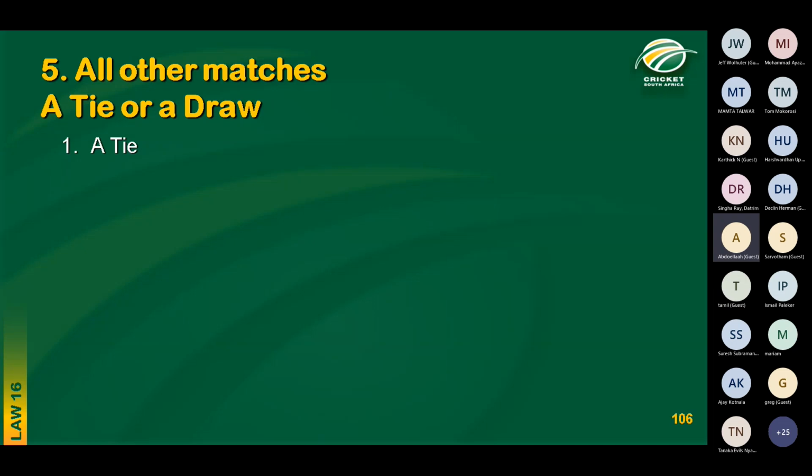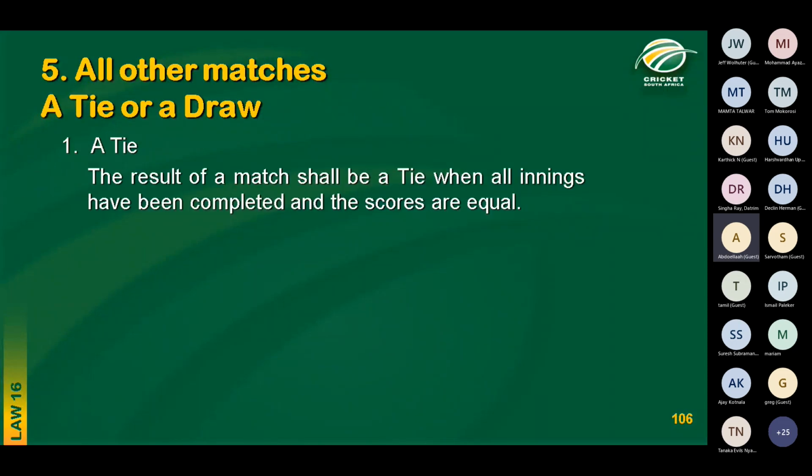But in test matches or games where there are 2 or more innings, there can also be a tie or even a draw. So what is a tie? A tie is when all innings have been completed and the scores are equal. If that is the case, then the game shall be a tie.